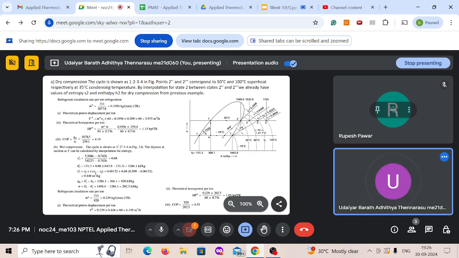So the only difference here is that previously, in dry compression, the inlet was at saturated vapor. In the wet compression case, the outlet of the compressor is at saturated vapor. So that is the case to solve this. The rest of the part is all the same.